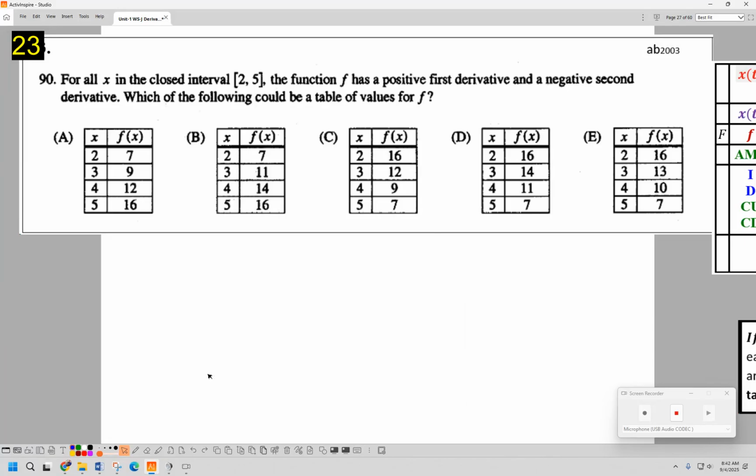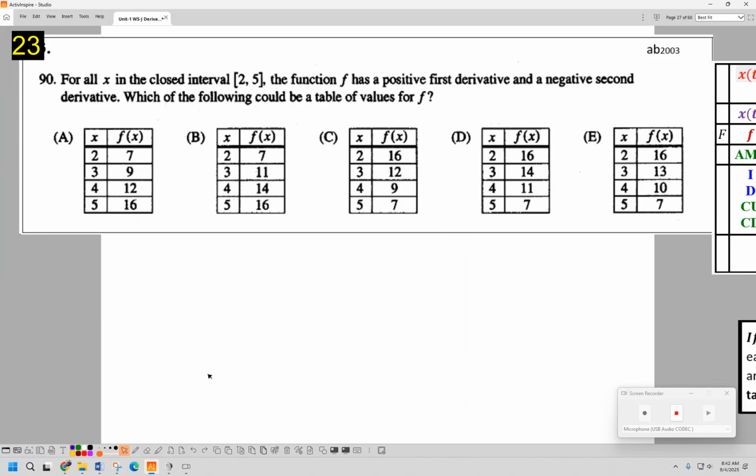Okay, it says for all x in the closed interval, f has a positive first derivative. We just talked about that. Hands up. What does it mean to say f has a positive first derivative? There are actually multiple meanings to this, and you have to know all the meanings because you don't know what they're going to ask you about. So Dylan, what does it mean for f to have a positive first derivative?